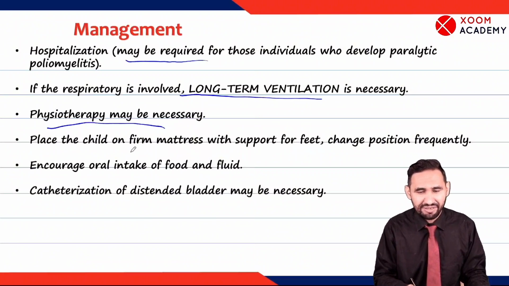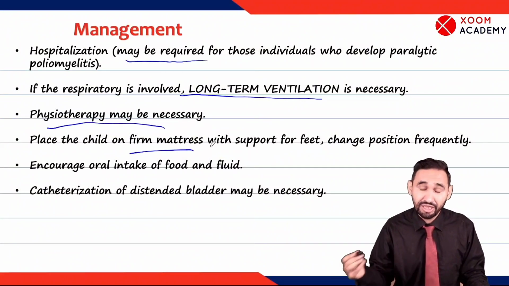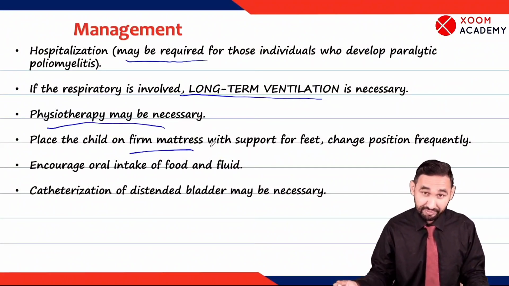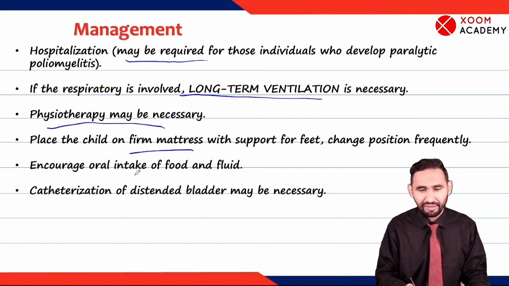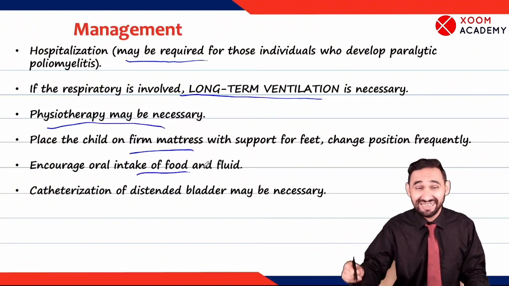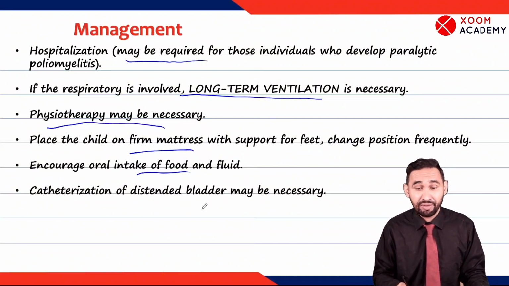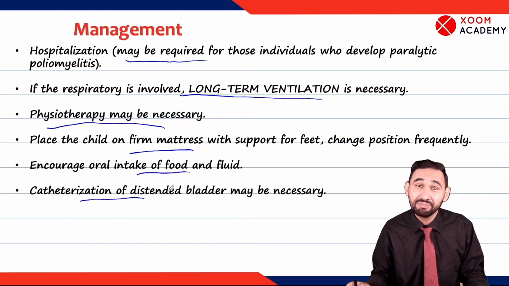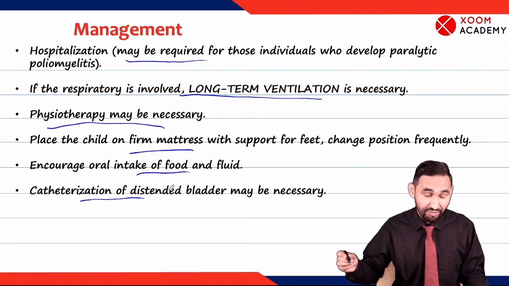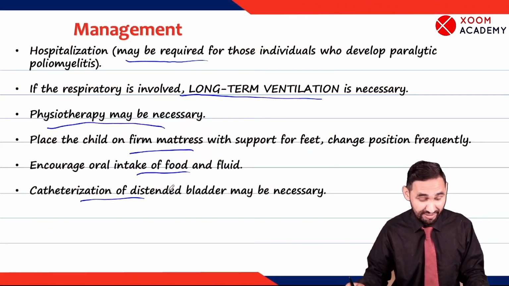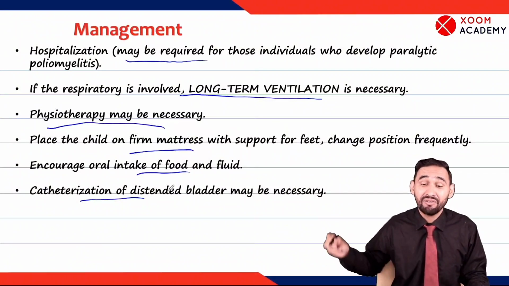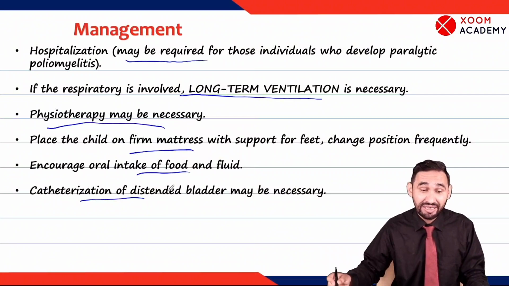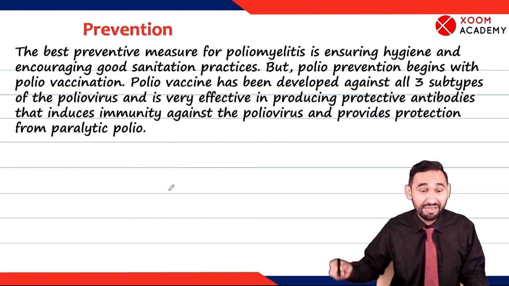And firm mattress. The child should be placed on a firm mattress. We have to encourage oral intake. Oral intake should be increased. And if a person needs catheterization, it should be done because of a distended bladder. We have to do catheterization of the person. This was management by bed rest, braces, rehabilitation, fluids, ventilation. These are the most important steps in managing polio.